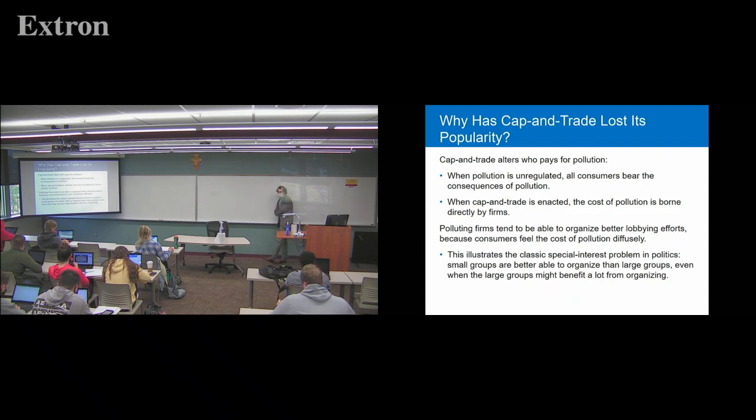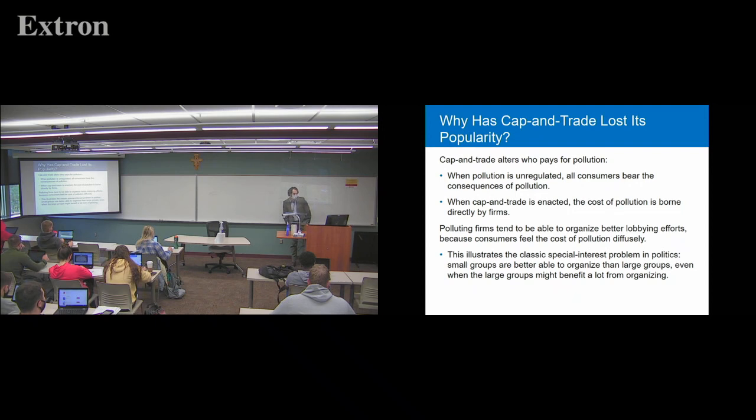Firms tend to be able to better organize lobbying efforts because they have a high cost themselves and there's a small number of them. It's easy for them to get together and begin lobbying Congress to get rid of these laws. Whereas consumers feel the cost of pollution diffusely. A lot of people, like everyone else in the country, get the benefit of less pollution, but it's a smaller per person amount than for the polluting firms. So polluting firms can band together and lobby the government, and it's much easier for them to both organize and to actually lobby to get rid of these laws.